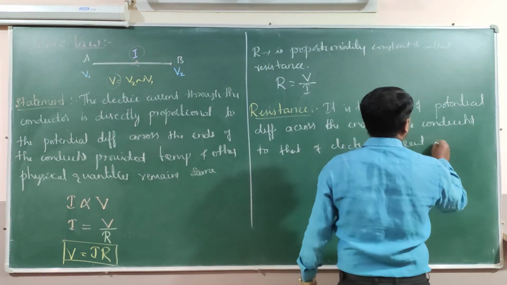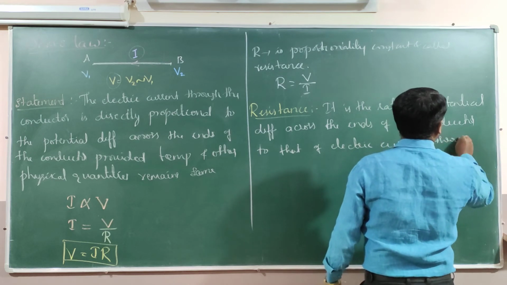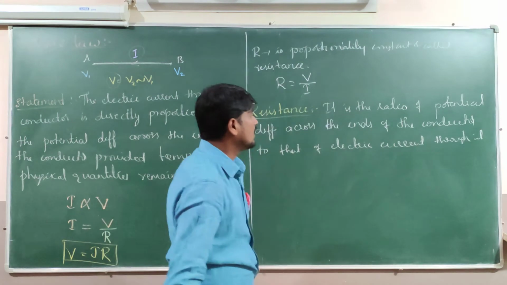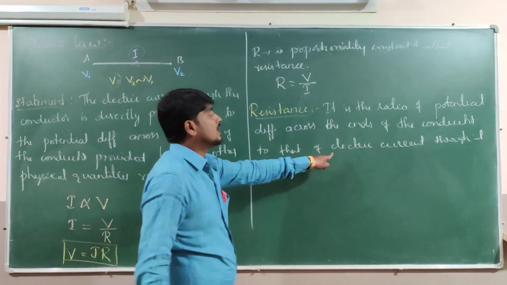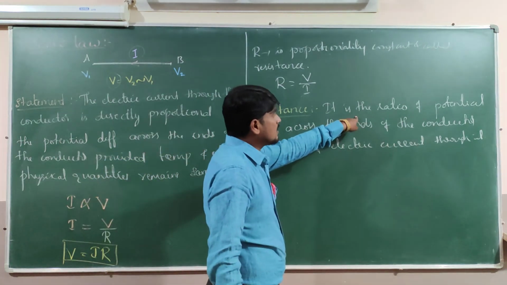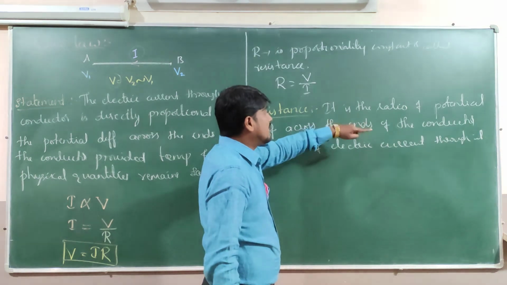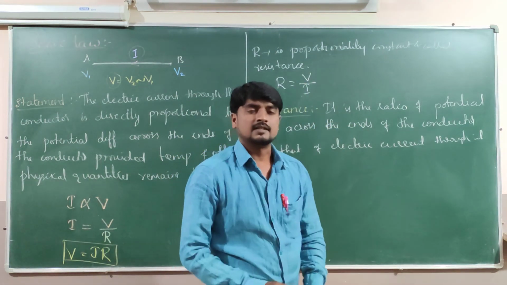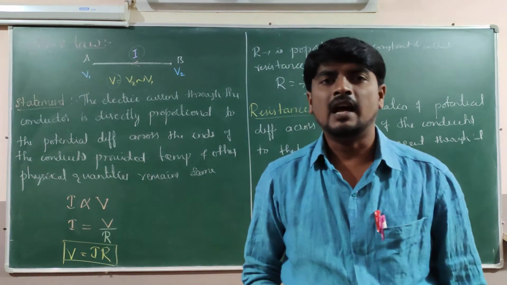To that of electric current through it. Through it means the same conductor. When the same current is flowing through the conductor and the potential difference across the conductor, then if I take the ratio between them, that is V by I, then we will get the resistance. Resistance is nothing but V by I.